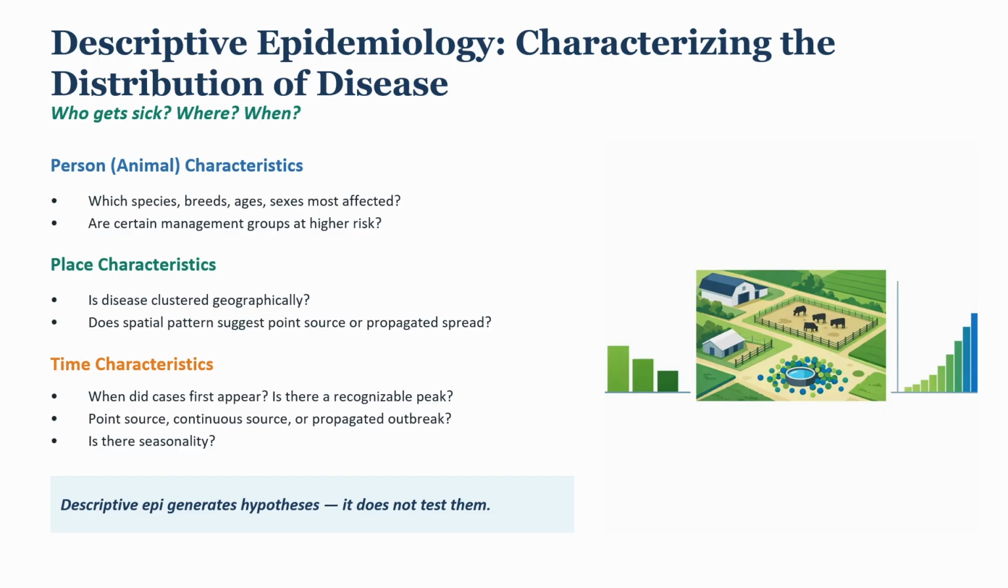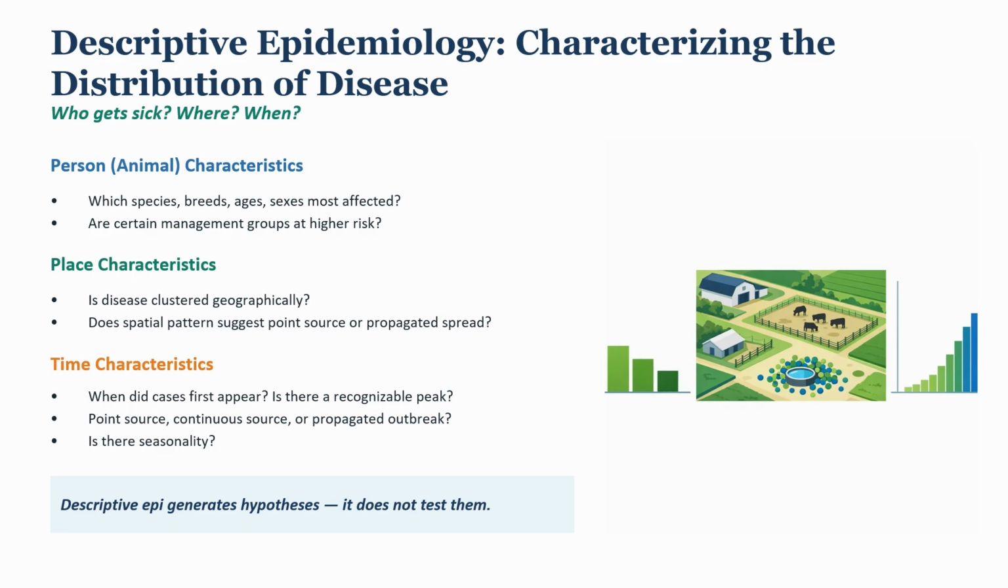The person, or in veterinary medicine, the animal, dimension tells you which subgroups are most affected. Is disease clustered in one age group, one sex, one production class, one pen? These patterns generate hypotheses about risk factors. If all the sick animals are from one pen, the pen is a unit of analysis. If all sick animals share a water source, water is a hypothesis.